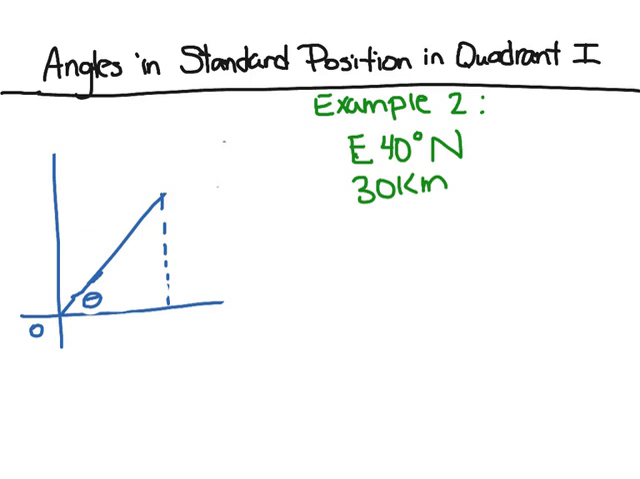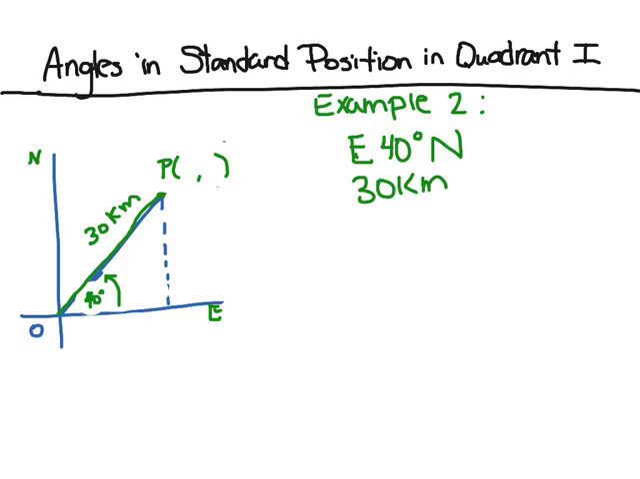So we know that she's going, if this is our coordinate plane, north and east, 40 degrees north. We know that this angle right here is 40 degrees. And we also know that she's 30 kilometers away from the ranger station. So this distance right here is 30 kilometers. We want to find this point.